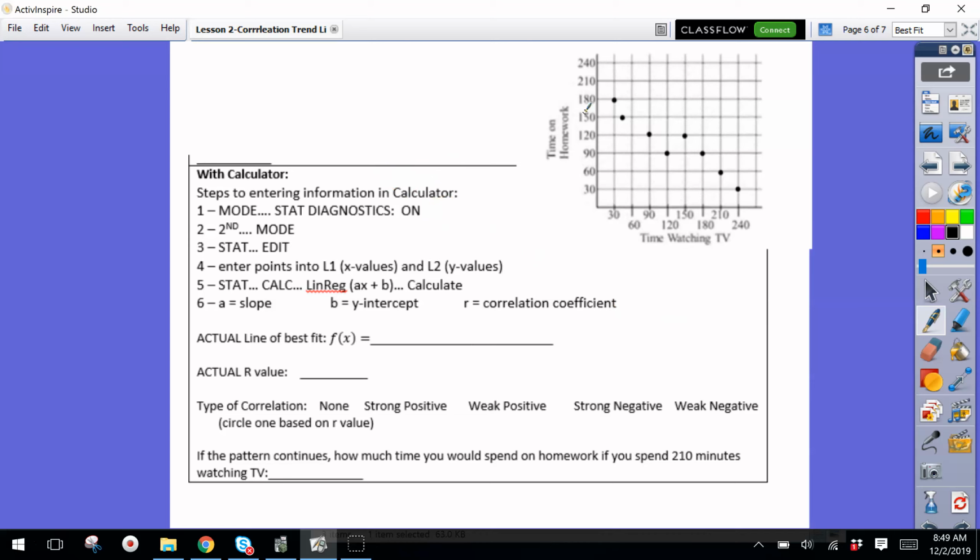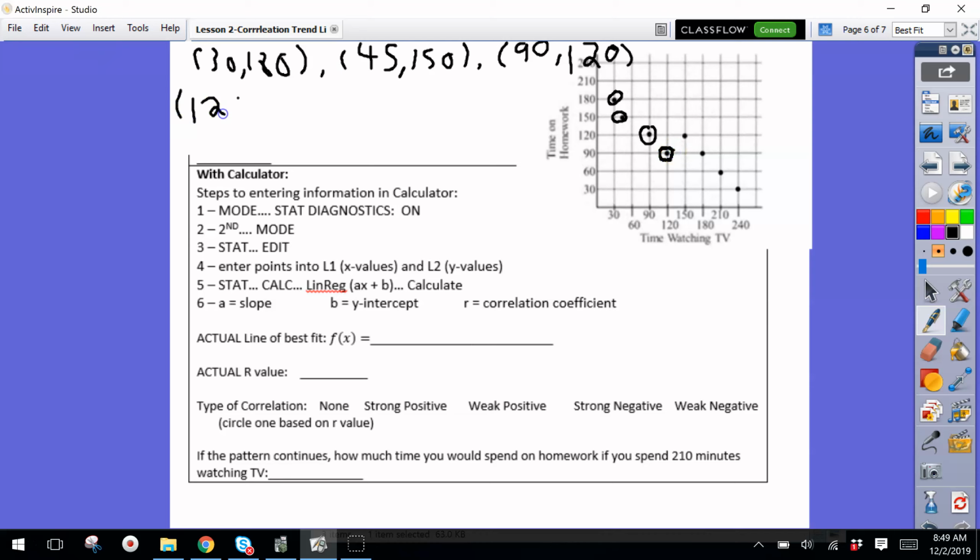So I'm just going to go ahead and list. We have our first point right here, which is 30, 180. And then the next point right here, that's in between 30 and 60, so it's 45, 150. And then we have this point right here, which is 90, 120. And then this point over here, which is 120, 90.